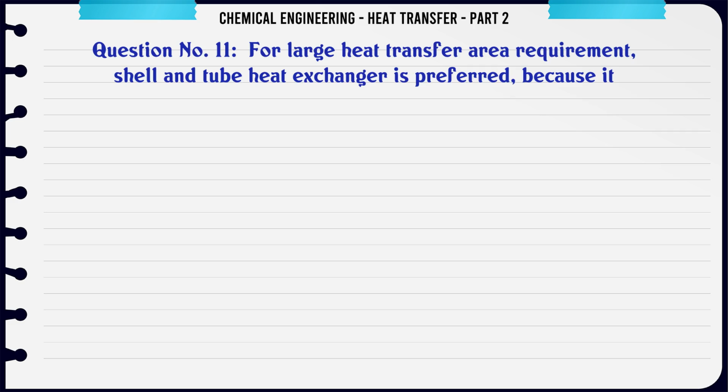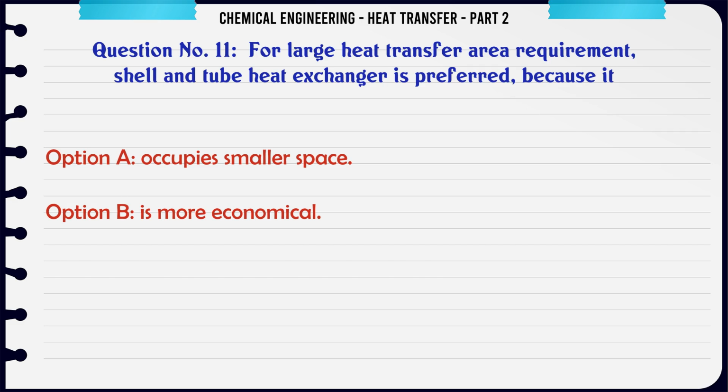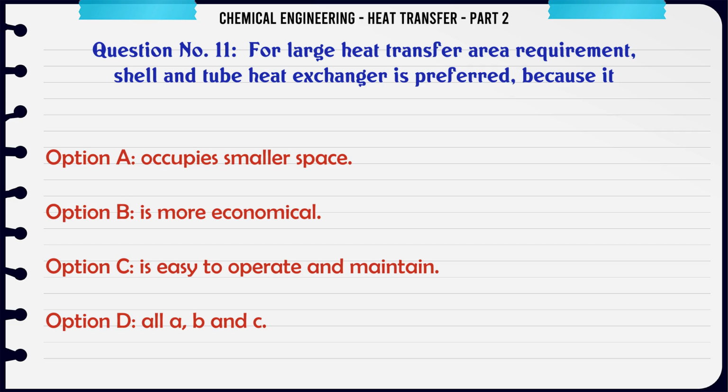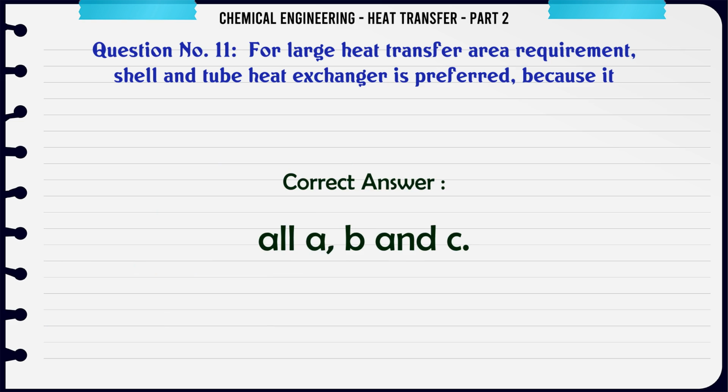For large heat transfer area requirement, shell and tube heat exchanger is preferred because it A. Occupies smaller space. B. Is more economical. C. Is easy to operate and maintain. D. All A, B, and C. The correct answer is all A, B, and C.